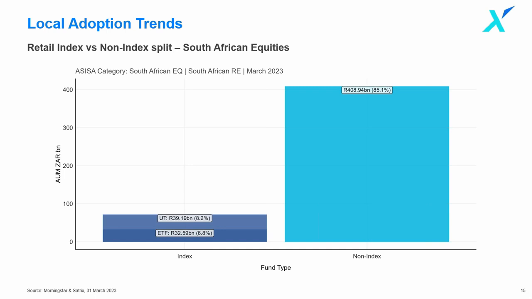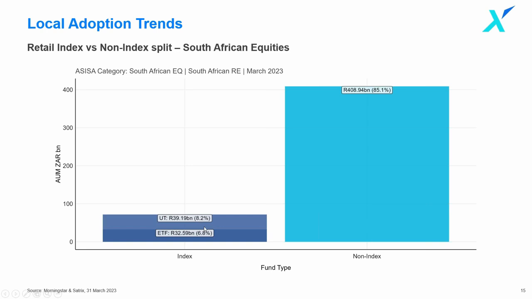This is some work that we've done, and what we've done is looked at all of the listed categories, the ASISA categories that have exposure to JSE listed instruments, whether those be equities or listed property. And then what we've done is we've said, okay, across both unit trusts and ETFs, what percentage of the listed investment universe and the various equity and listed property categories, what percentage of that market is made up of rules-based or index strategies?